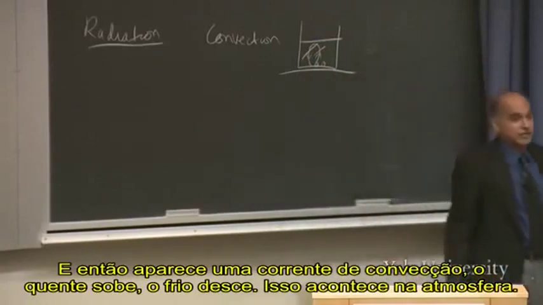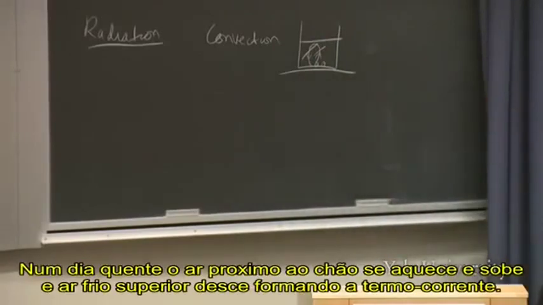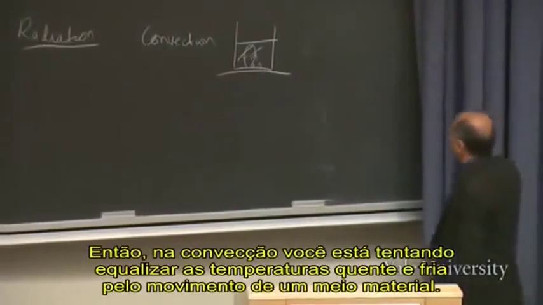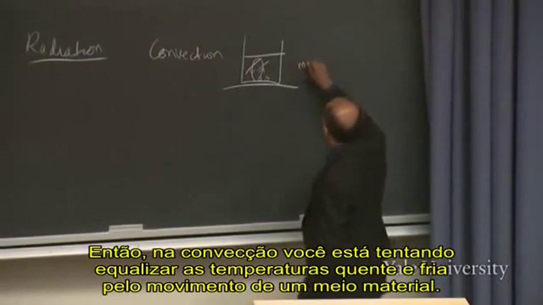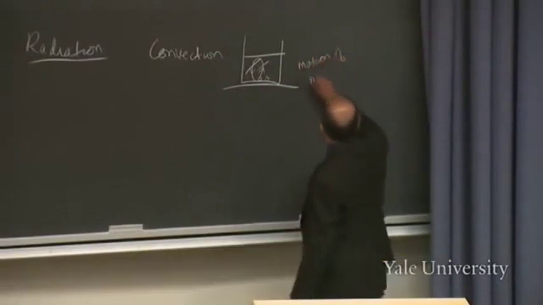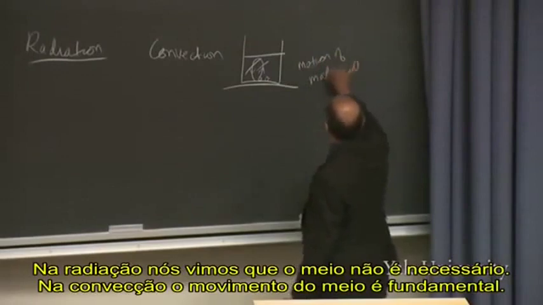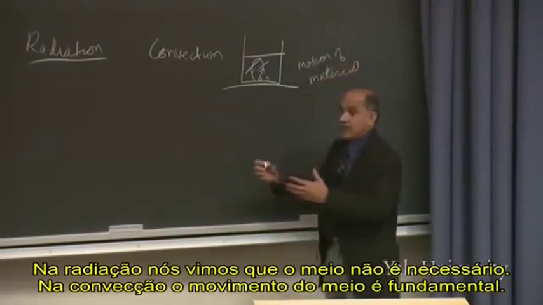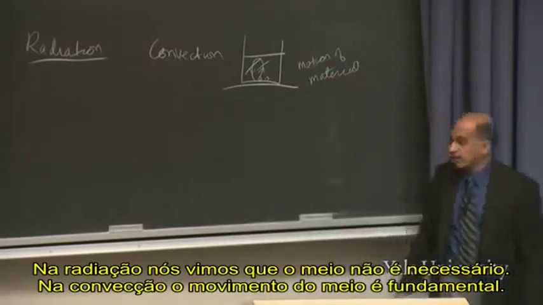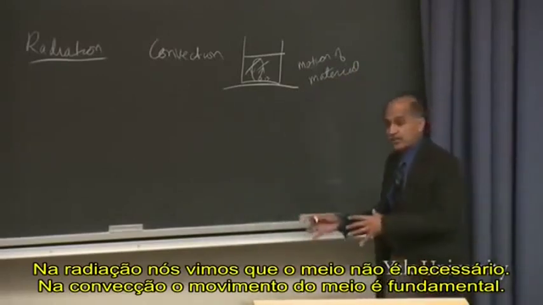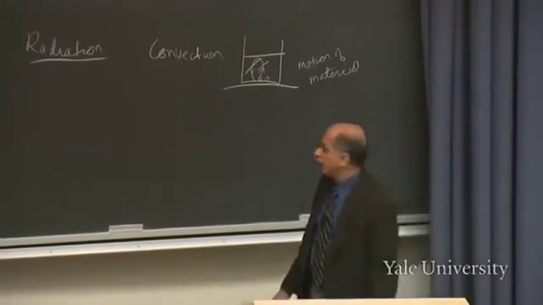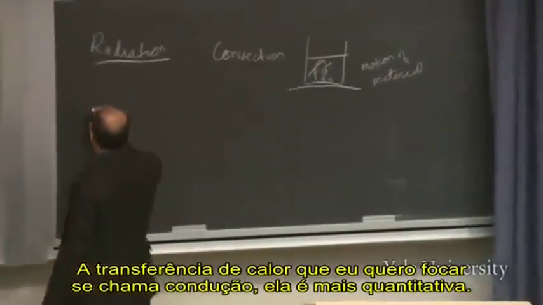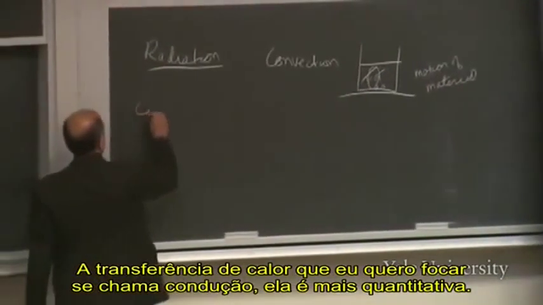And this also happens in the atmosphere. On a hot day, the air next to the ground gets really heated up and it rises and the cold air comes down and you set up these thermal currents. So here you're trying to equalize the temperature between a region which is cold and a region which is hot by the actual motion of some material. In radiation, you don't have the medium transferring heat because the medium is not even present. In convection, the medium actually moves. The hot guys physically move to the other place and the cold guys come here, and by that process, the heat is transferred. The heat transfer I want to focus on a little more quantitatively is conduction.